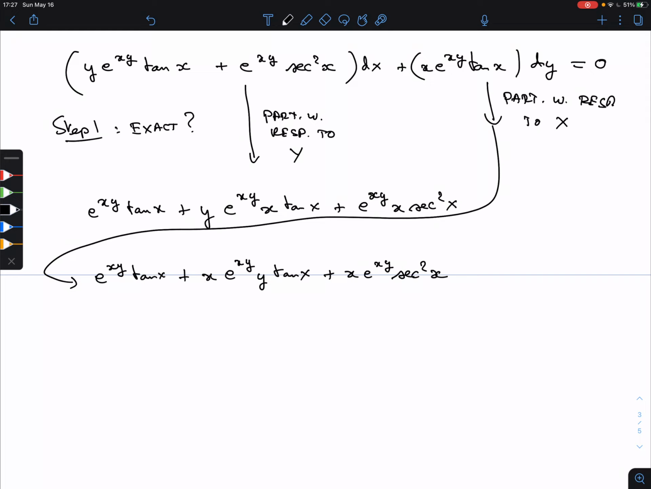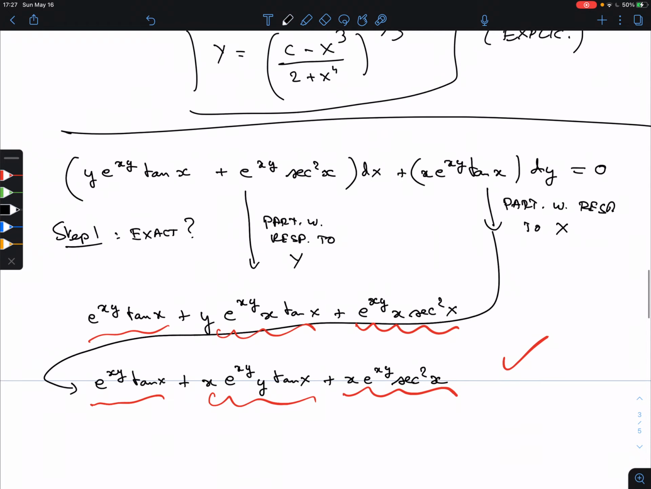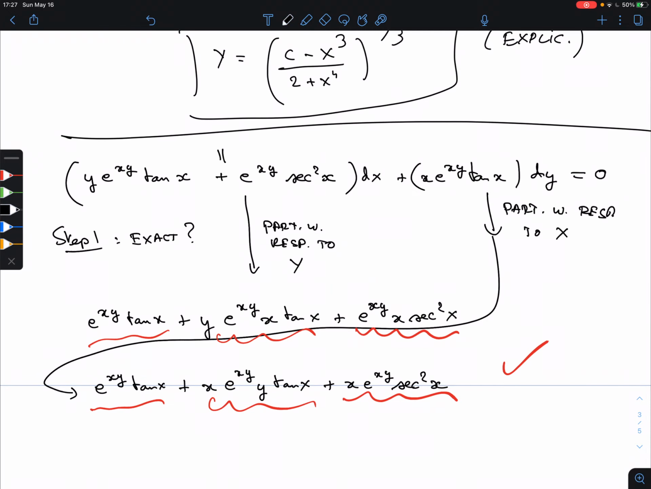And now we match. Is this the same? Let's see. This term is the same as this term, and this term is the same as this term, and then this term is the same as this term. So yes, they match. Okay. So what does this mean? We know that there is an f, so that this is the partial of f with respect to x, and this is the partial with respect to y.